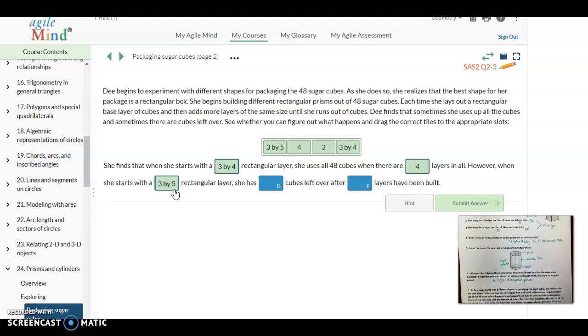But she has 48 of them, right? So she would have how many left over? She would have 3 cubes left over. And how many layers was that again? 15, 30, 45. That's 3 layers. And so we can see that the 3x4 is obviously a better option than the 3x5 option.